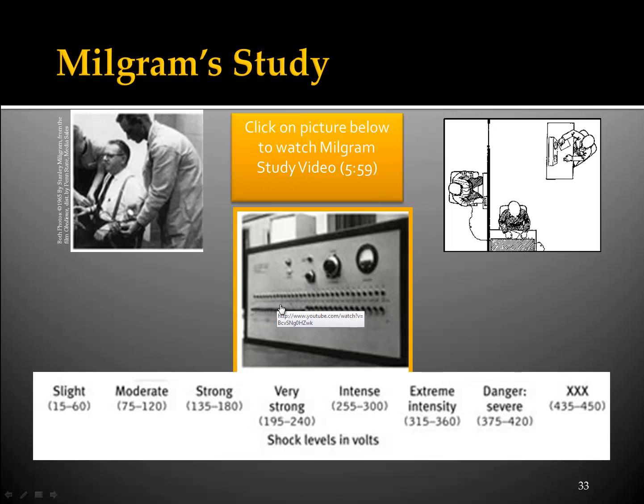And we can see a panel of switches that the teacher can flip, which will increase the power of the electrical shock. What is not really evident here, but what we try to show down here, is that we go from labels like slight to moderate to strong to very strong, intense, extreme intensity, danger, severe, and then the triple X, which we might as well put the skull and crossbones on, at 435 to 450 volts, which is the equivalent of the electric chair and is a lethal dosage of electricity.